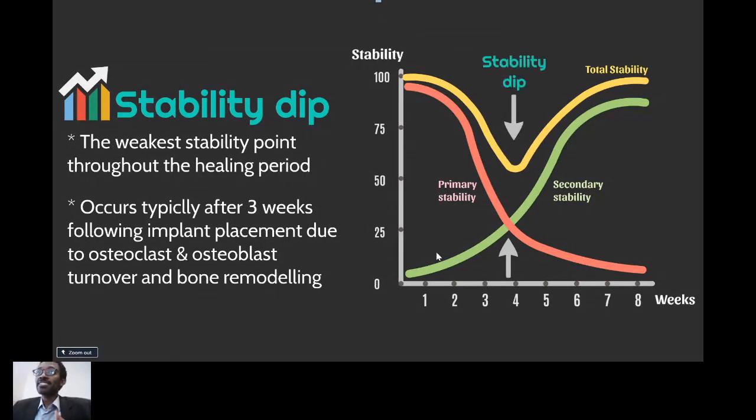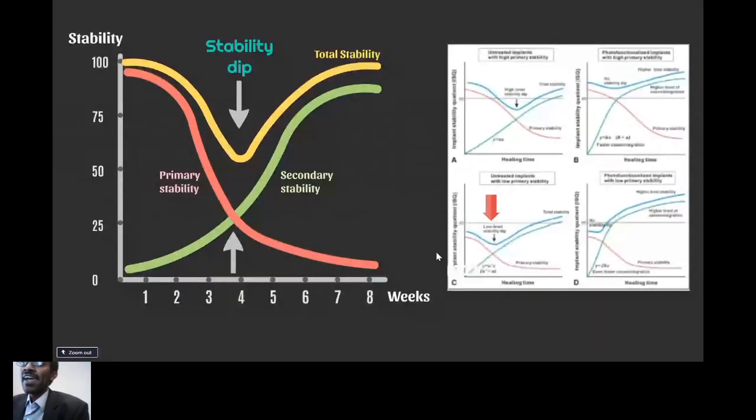Once you do photofunctionalization for any implant surface, Rao and Prince published a few articles showing that the stability dip decreases significantly. Now you have a dip, but it's not as steep or deep as the original one. They tried it on implants with high primary stability and found that you also decrease your dip. They tried implants with very bad primary stability, and discovered that even in these implants you have much more total stability, and you almost eliminated this stability dip.